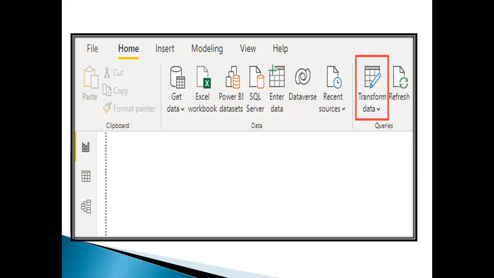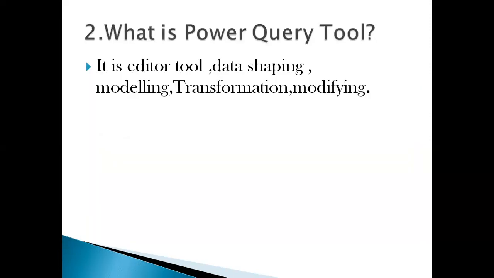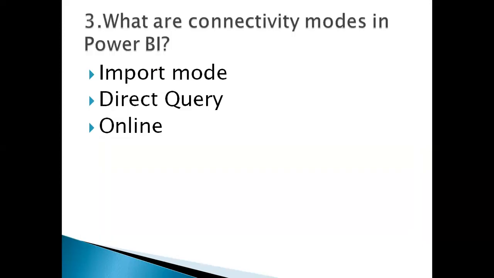Here you can observe Transform data. Once you click on that, you can make the changes to the data. So this is all about the Power Query tool. Let us go for the third question. What are the connectivity modes in Power BI? The first one is import mode, the second one is direct query, and the third one is online.